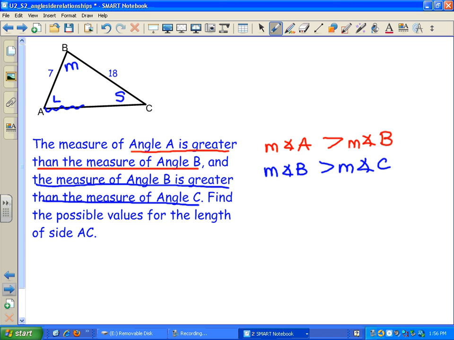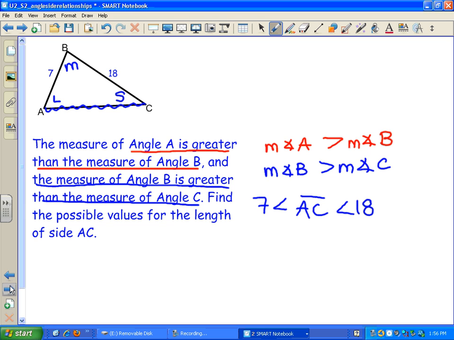Well, our job is to find the possible values for the length of side AC. So here is the side that I'm talking about. Well, we just figured out that AC is not the largest or the smallest, it's the middle length, we can say. So that means that side AC can't be bigger than 18. So it has to be less than 18. But it has to be bigger than 7 because it's not the smallest. So it has to be greater than 7. So there's our first inequality.